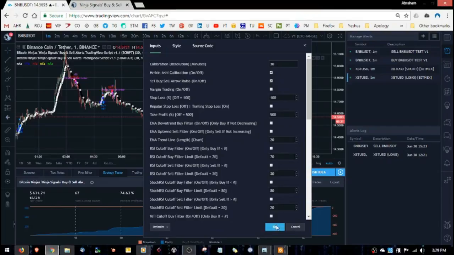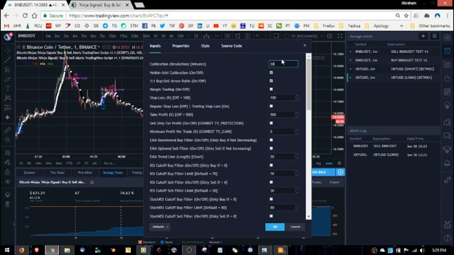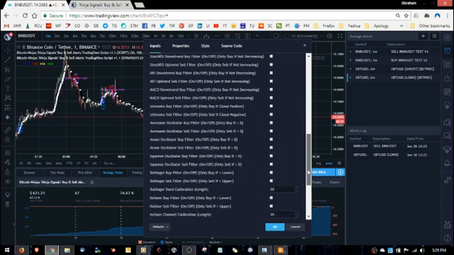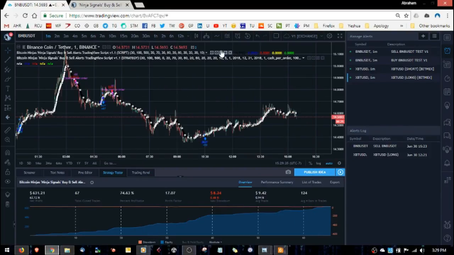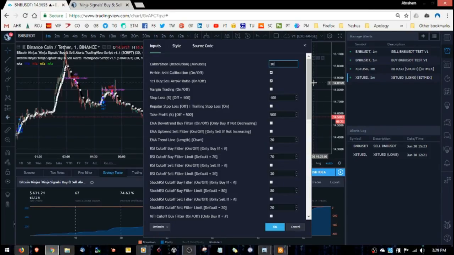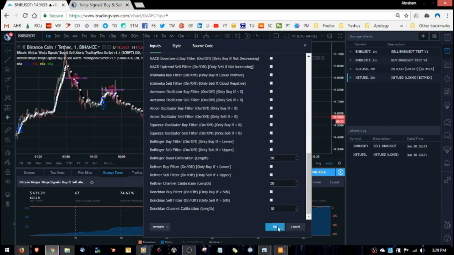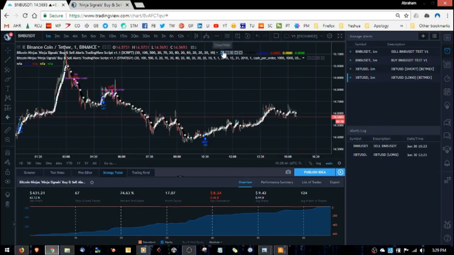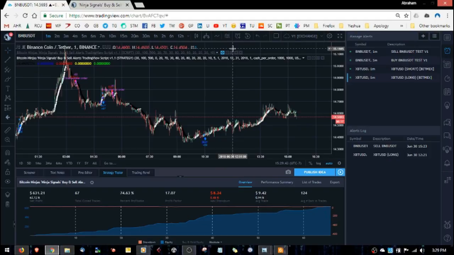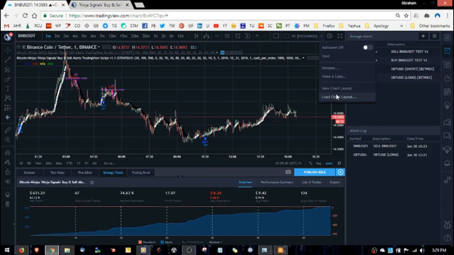Now that we've transferred those settings over, we click OK, double check them: 30, check, check, everything else is at default, all the way down. We check it here: 30, check, check, everything else is at default, all the way down, looks good. I like to then hide the script again. At this point would be a good time to save your whole chart. You can go up here and click Save a New Chart or Make a Copy. It's very important to save your charts.